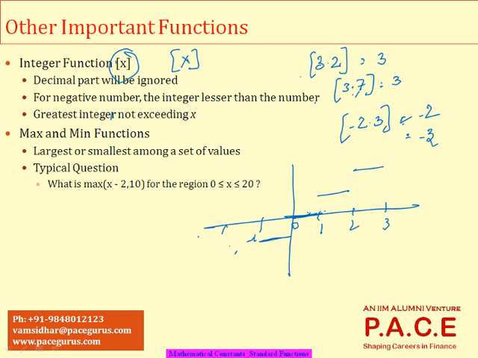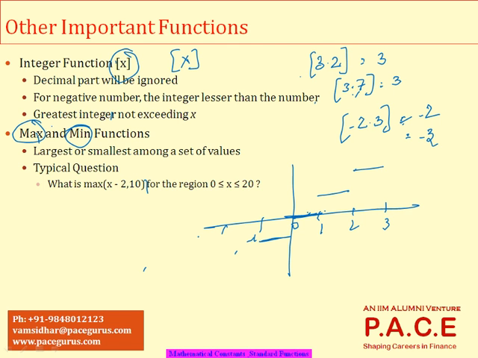So that's where we call it a step function. These are some of the things you have to be comfortable with when we are dealing with the integer function. And then we also will deal with the max and minimum values. Max is the maximum value out of all the possible values in a group or a set, and min is the minimum value.